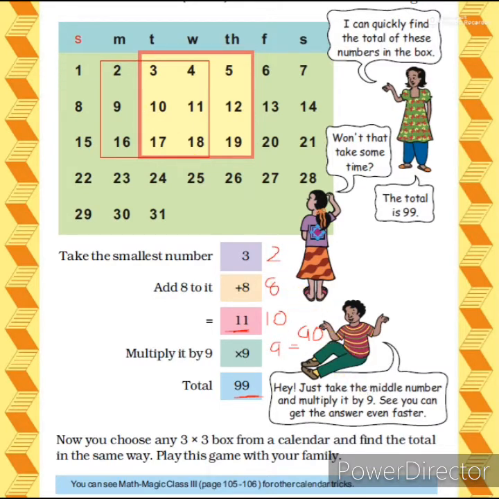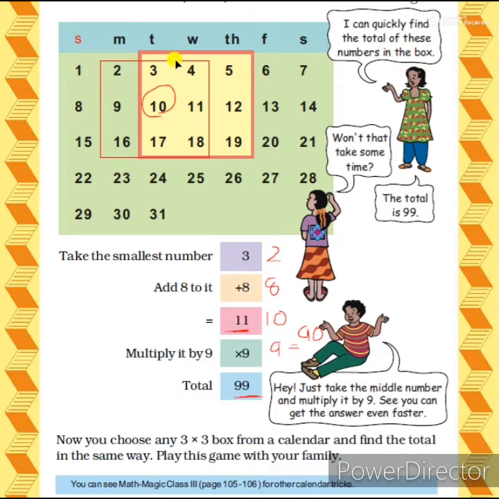Another easy method is to take the middle number. Here the middle number is 10. Multiply that number by 9. 10 nines are 90. So in this way also we can calculate or find the sum of the 3 into 3 box numbers. Now we will take another 3 into 3 box.